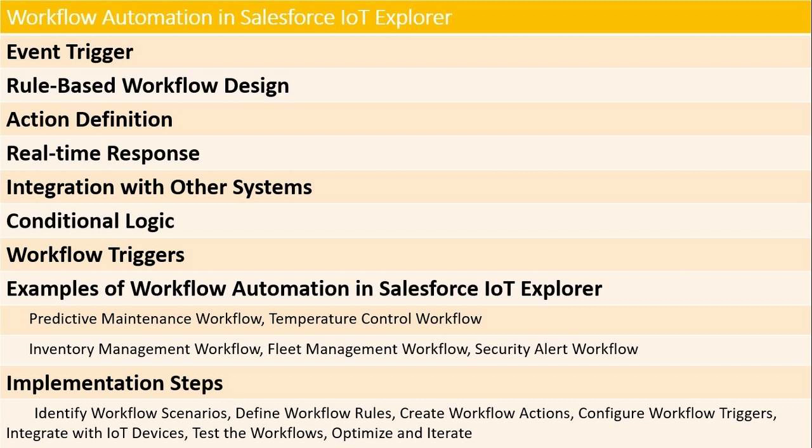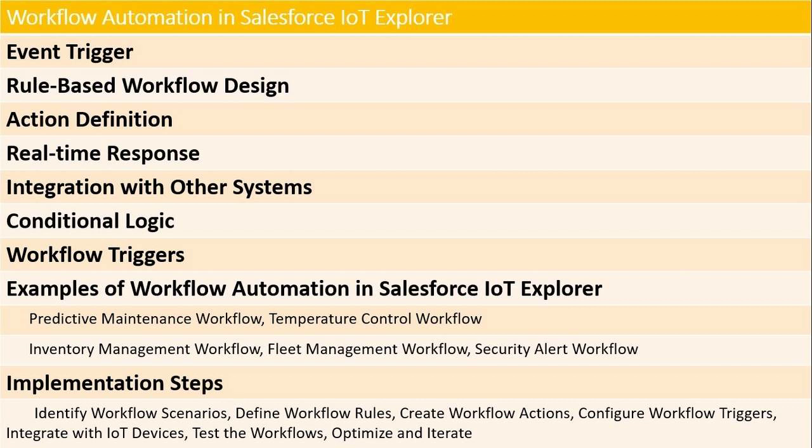Fleet management workflow. Trigger. Vehicle GPS data indicates a deviation from the planned route. Action. Send an alert to the fleet manager, update the route plan, and notify the driver. Security alert workflow. Trigger. Unauthorized access detected by security cameras. Action. Send immediate alerts to security personnel, trigger alarms, and initiate a lockdown procedure.